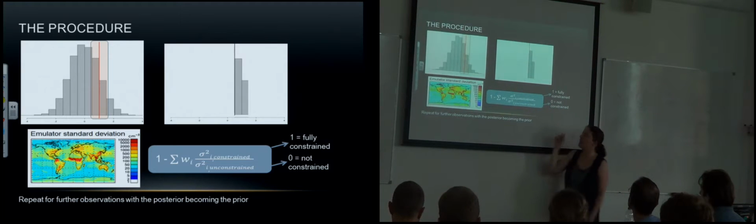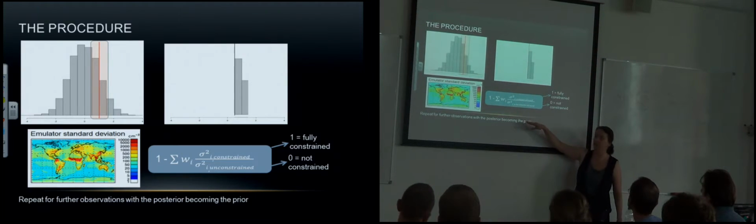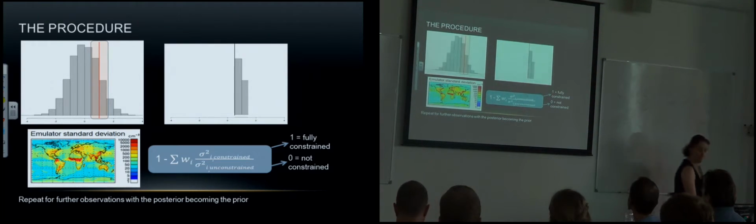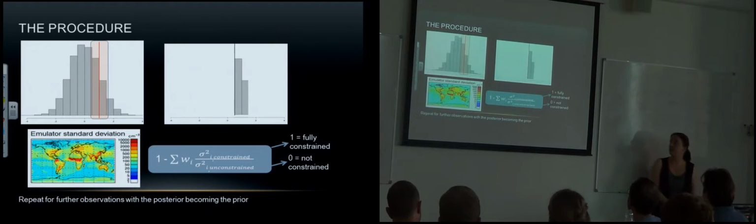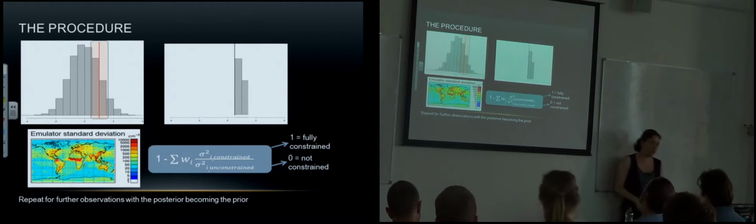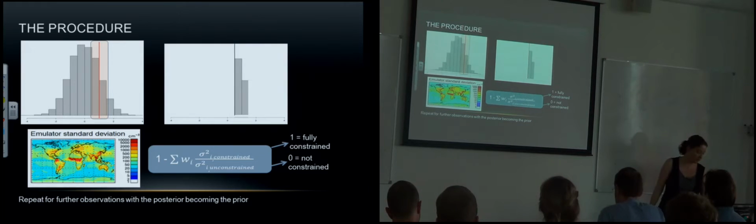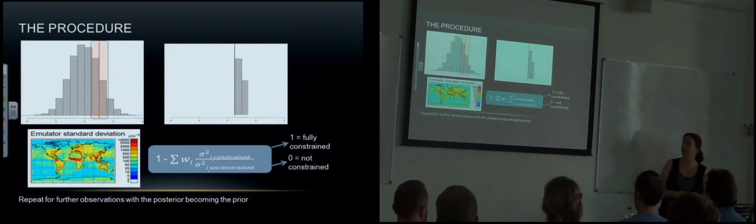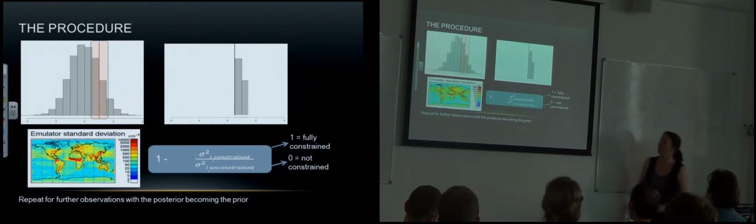Okay, and then I measure how the standard deviation has changed. If I get a value close to 1, I've constrained my CCN completely in that grid box. If I get one close to 0, it's not constrained at all, so I haven't constrained the correct parameter sets.